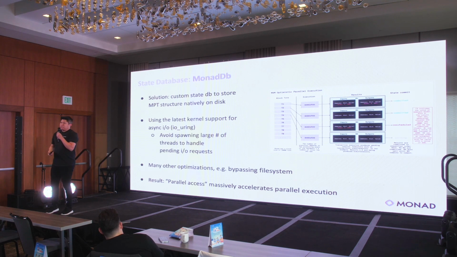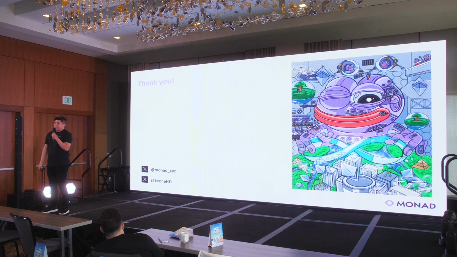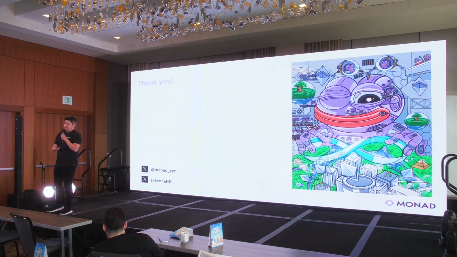There are some other improvements in MonadDB, such as support for asynchronous I/O. Also, we bypass the file system. But just in general, this is a really efficient way to deliver performant parallel execution. All right, I think that's it. So just to summarize, 3 major things: number 1, asynchronous execution. Number 2, parallel execution. And number 3, MonadDB, efficient state access. Thank you.